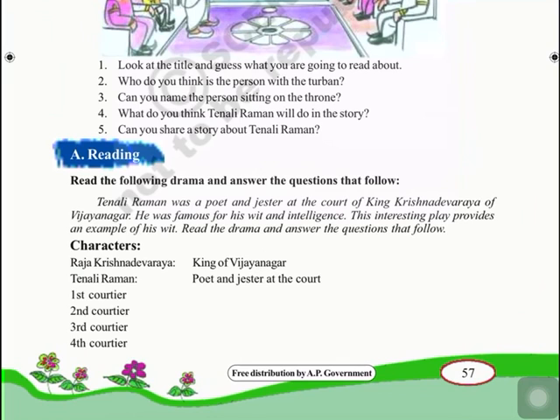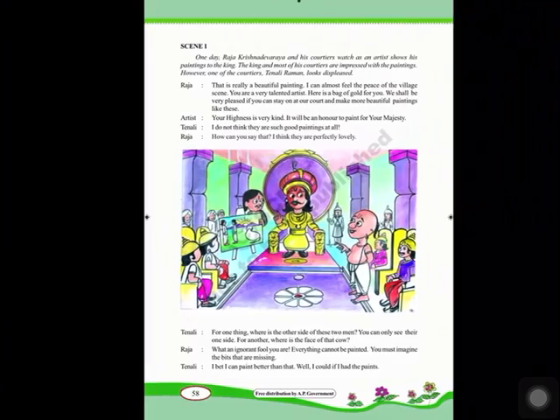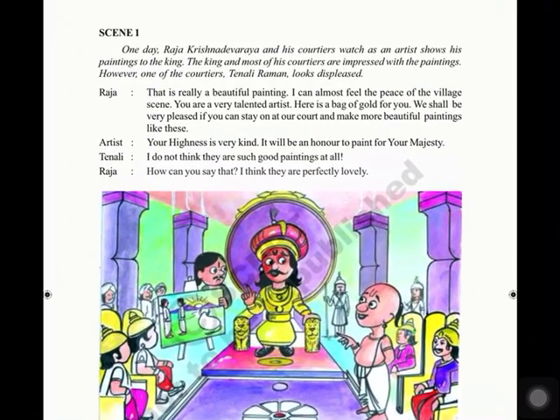Characters: Raja Krishnadevaraya, King of Vijayanagara Empire, Tenali Raman, poet and jester at the court. Other 4 courtiers are there. Scene 1. One day Raja Krishnadevaraya and his courtiers watch as an artist shows his paintings to the king.